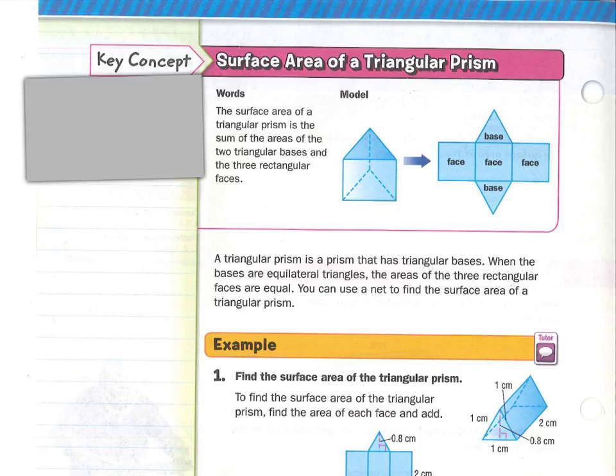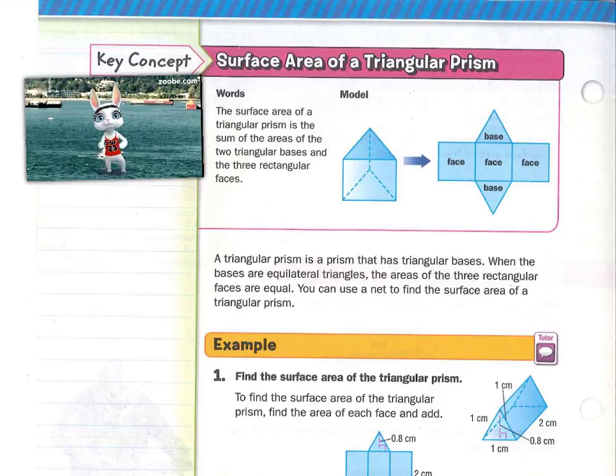All right, we've got a new friend here to help us out and give us the definition of the surface area of a triangular prism, how we find it. Hey, Hip Hop Bunny here to help you out. I'm going to give you the surface area of a triangular prism. The surface area of a triangular prism is the sum of the areas of the 2 triangular bases and the 3 rectangular faces.